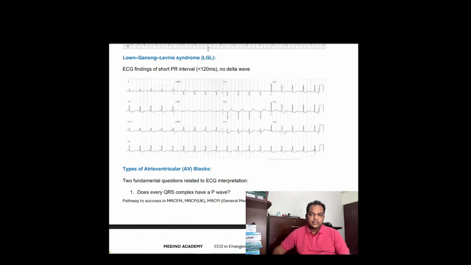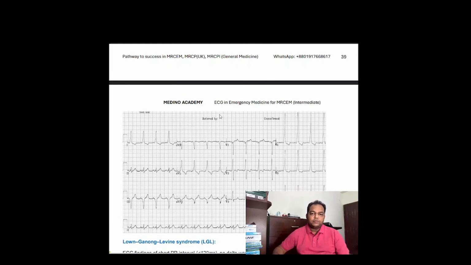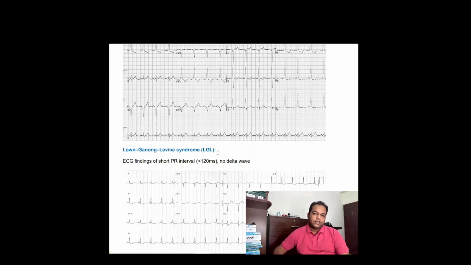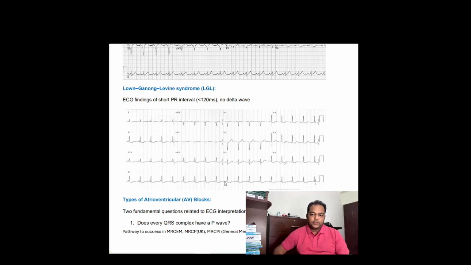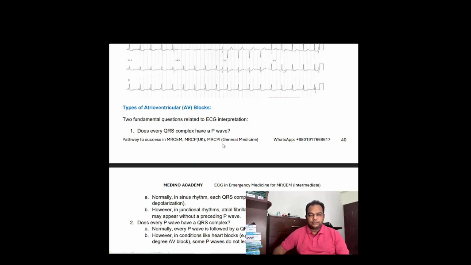In case of LGL syndrome, the ECG finding is only a short PR interval. There is no delta wave. You can appreciate the short PR interval here. No slurring upstroke of the QRS complexes. That means there is no delta wave. So WPW syndrome is short PR interval plus delta wave. But in case of LGL syndrome, there is only short PR interval, there is no delta wave.